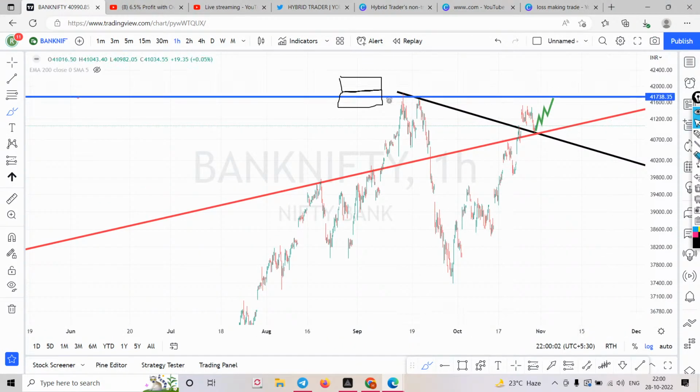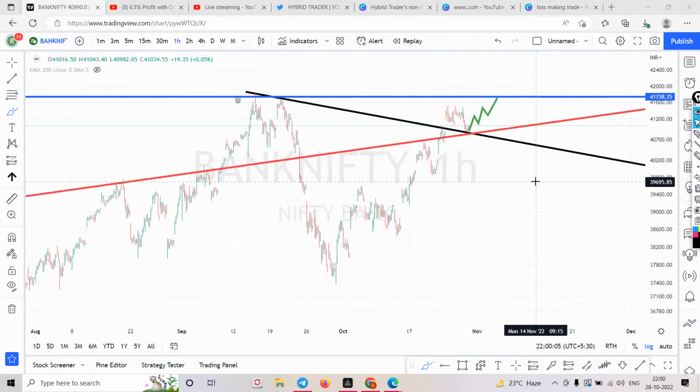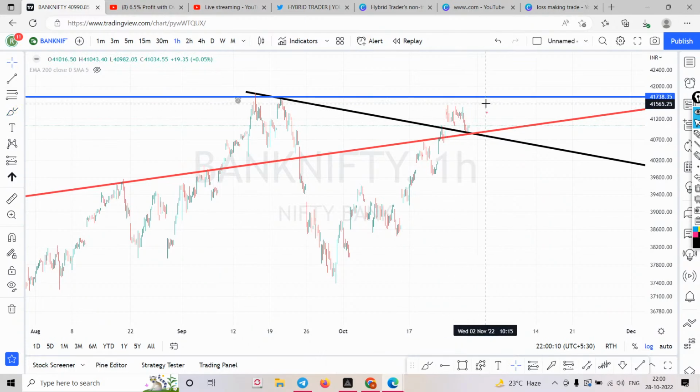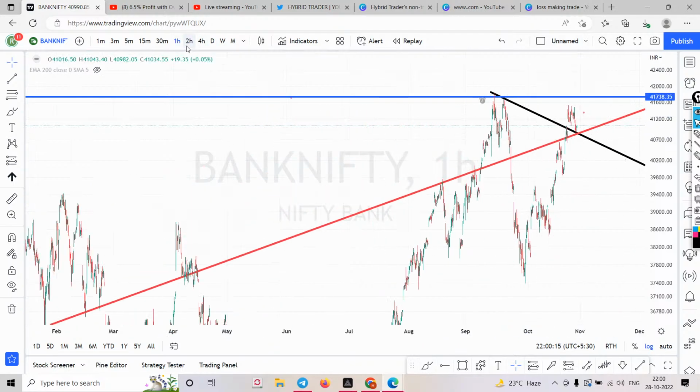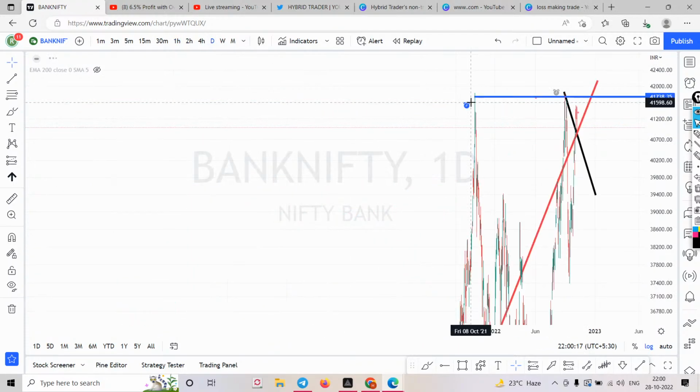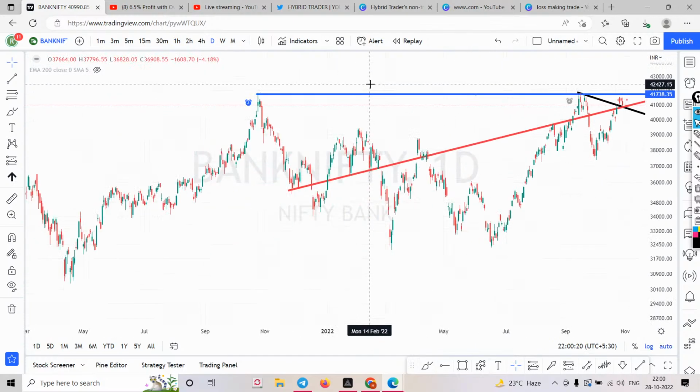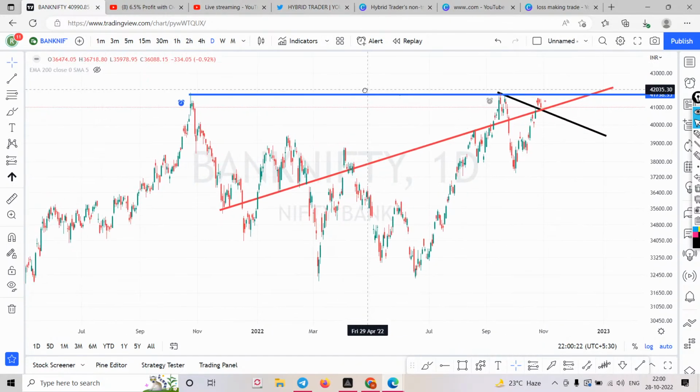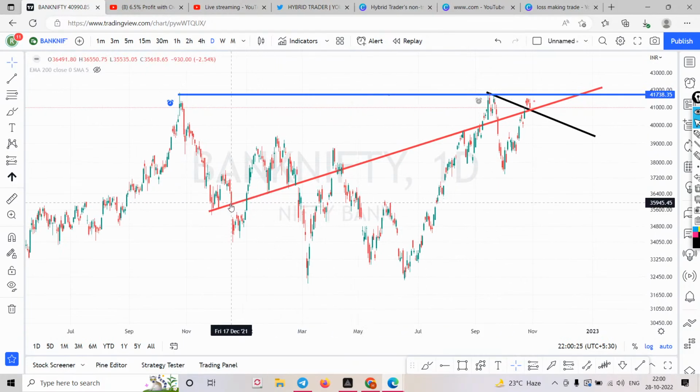Okay, simple friends. Even in bank Nifty, my view, and this is very important for you to understand. What did I say? This has given a breakout. Let me show you the overall. Let me take you to one day and show you the price action, and then I'll get you back to 1 hour. Try to digest these lines. This blue color line, red color line, and black color line are the lines where the market is rejecting. Now let me take you to 1 hour.